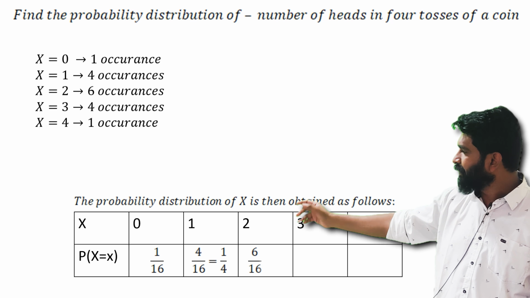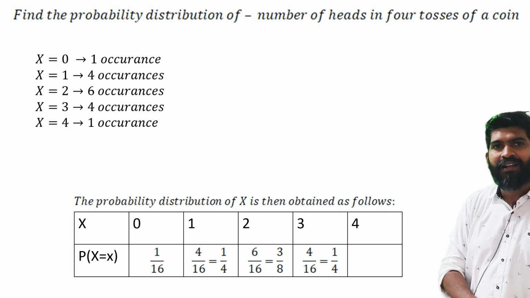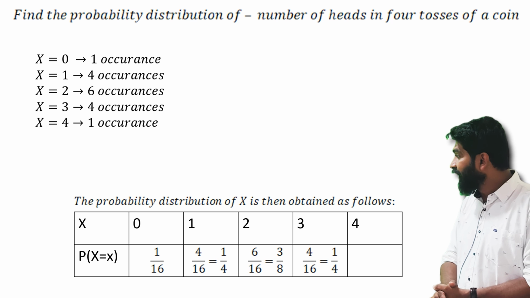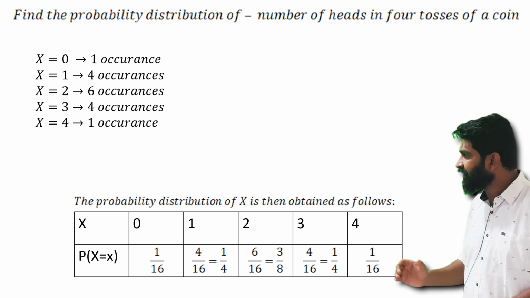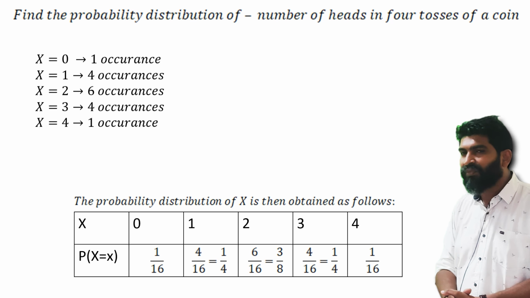And so on. Number of cases with 3 heads are again 4. So 4 by 16. And number of cases with 4 heads is just 1. So 1 by 16. So this is how we find a probability distribution of heads in a given experiment.